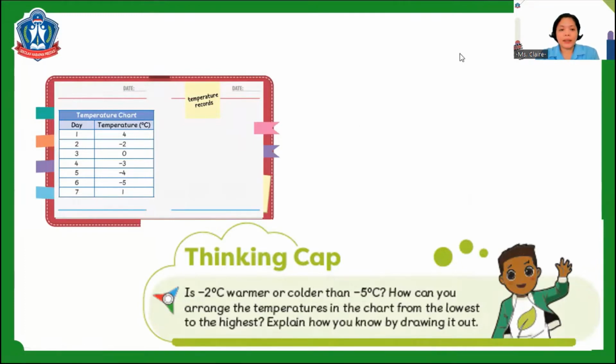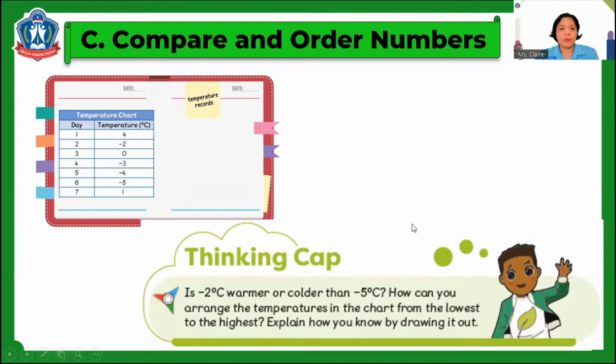We can arrange the temperatures, children, by using a number line. As we learned last time, if we arrange the negative numbers and positive numbers on the number line, we can find out which numbers are smaller and greater. Again, smaller numbers are the negative numbers, those on the left side of 0 on the number line. Numbers located on the right side of 0 have greater value.